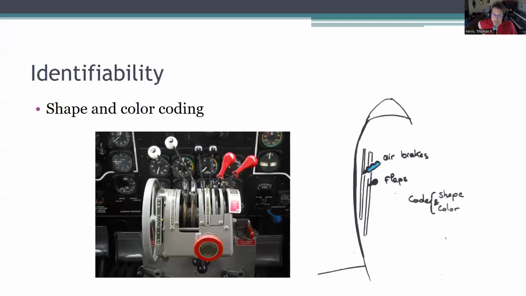Now we've talked about this a few times, but the example of having different hand controls not only look, but feel quite different. So I don't need my visual attention to tell I've got the slats or the flaps and not the throttle in my hand right now. So yes, again, shape and color, it's a redundant encoding.